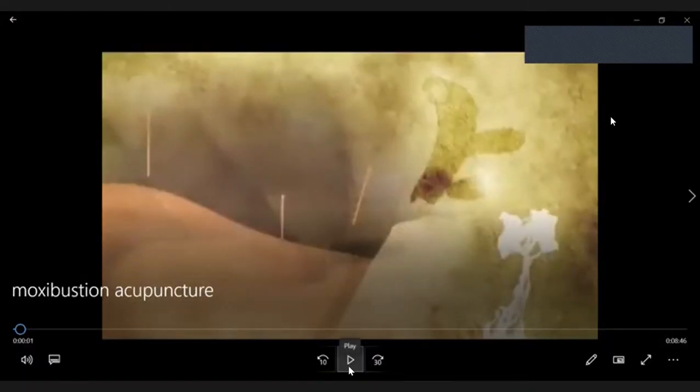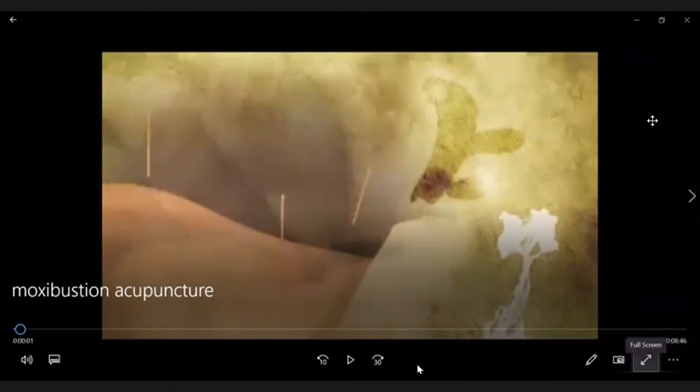Can everyone see the shared slide? Yes po, Doc. Yes po, Doc. Okay.